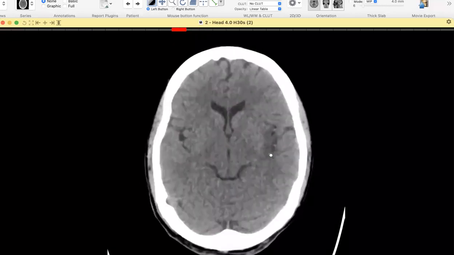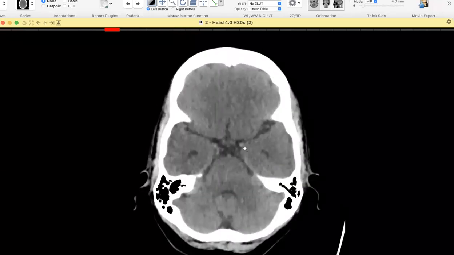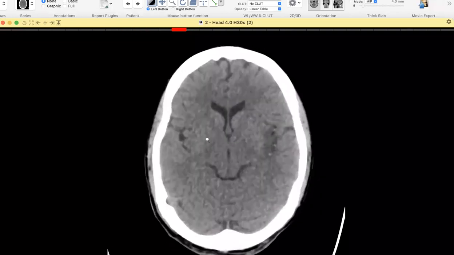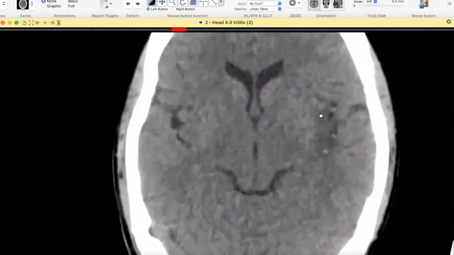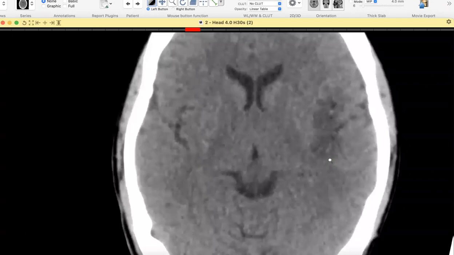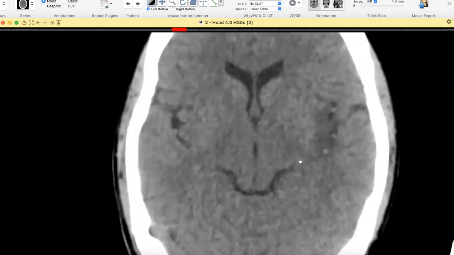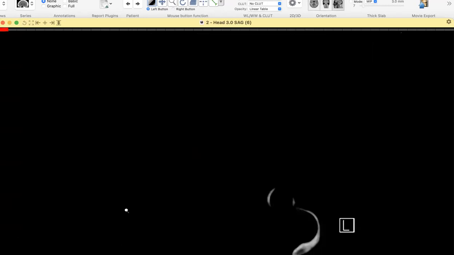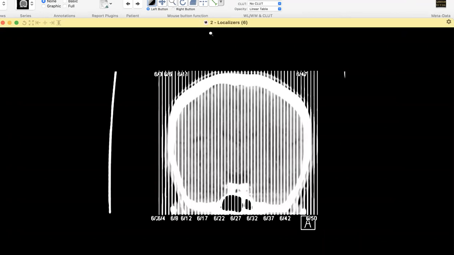When you say insular ribbon sign, you immediately think of the adjoining sign, which is the dense MCA sign. So I'm trying to look for the dense MCA sign, and the MCAs appear symmetrical. There's no hyperdensity in the MCA. However, in some of the branches, like you can't see any of the branches on this side. So on this side, some of the branches are distended, and they appear hyperdense. So if they were the same caliber as on the other side, then you could say it's probably artifactual. But since they're so obvious, we can raise the possibility of thrombus within the MCA branches.